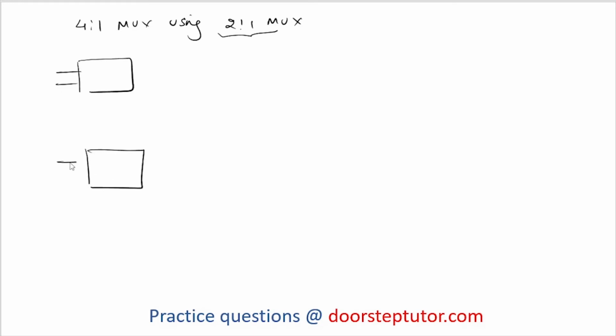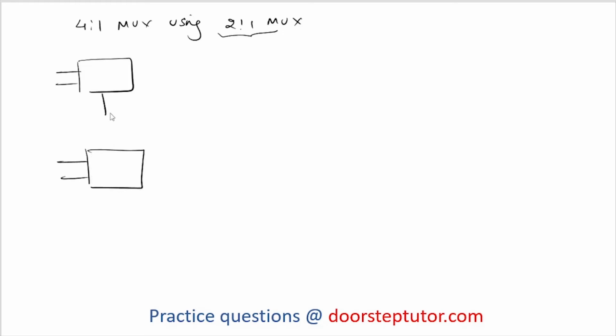Let us now see how to implement higher order mux using 2 cross 1 mux or lower order mux. Suppose we want to implement 4 cross 1 mux using 2 cross 1 mux. For 4 cross 1 mux, we should have 4 inputs, but we have 2 inputs in 2 cross 1 mux. So what we can do, we can cascade 2 cross 1 mux like this.